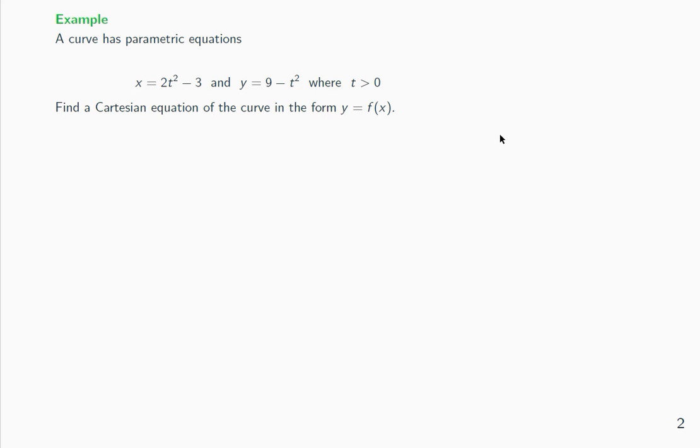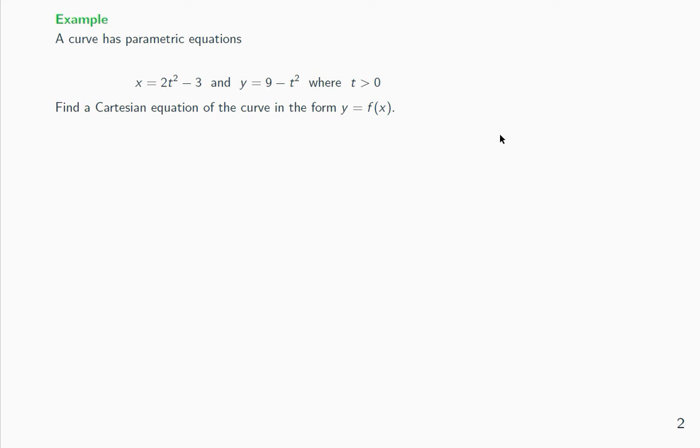Here we have a curve with parametric equations x equals 2t squared minus 3 and y equals 9 minus t squared, where t is strictly greater than 0. And we've got to find a Cartesian equation of the curve in the form y equals f of x.